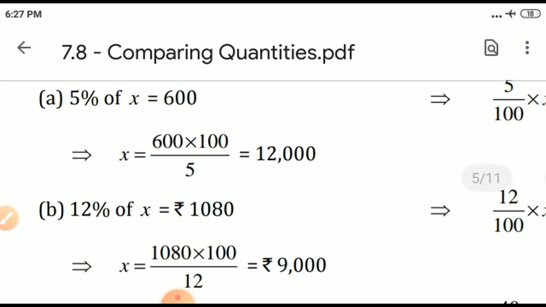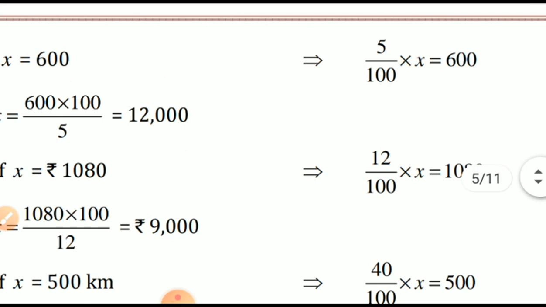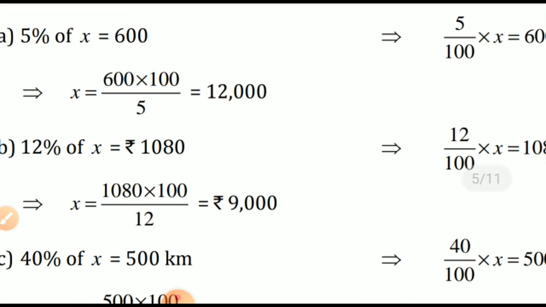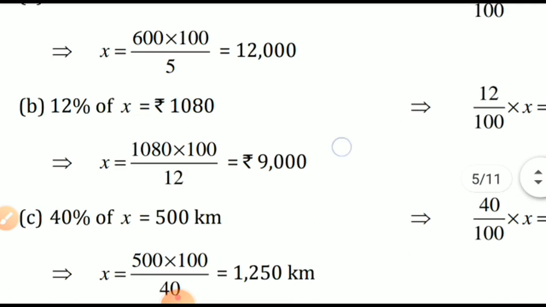Okay, next one, B. 12% of x is equal to 1000 rupees and 80 rupees, 1080. 12 upon 100 multiplied by x, that means 1080 should be multiplied with 100 and divided by 12. Simplify this one, you will get 9000.